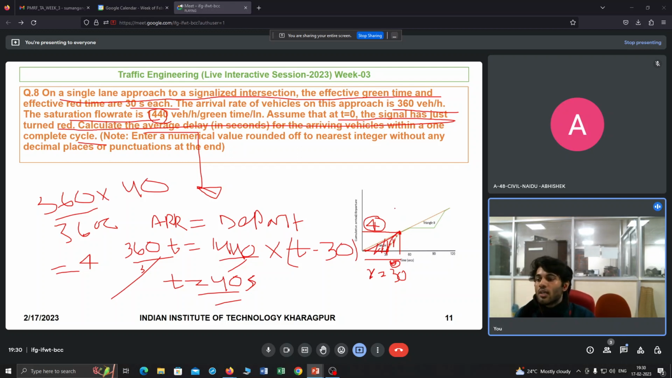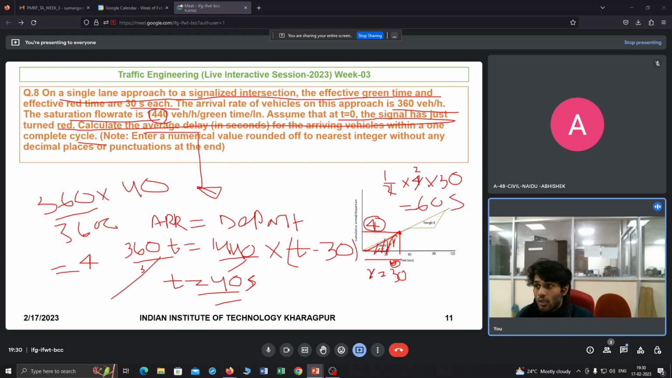So now your total delay is what? Total delay is half of the triangle, 4 into 30, and 30 is the total delay, right? So it comes out to be 60. Total delay is 60 seconds.